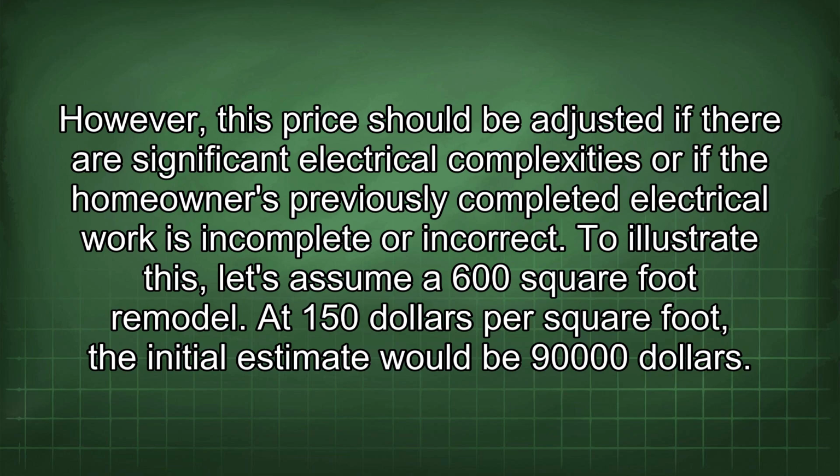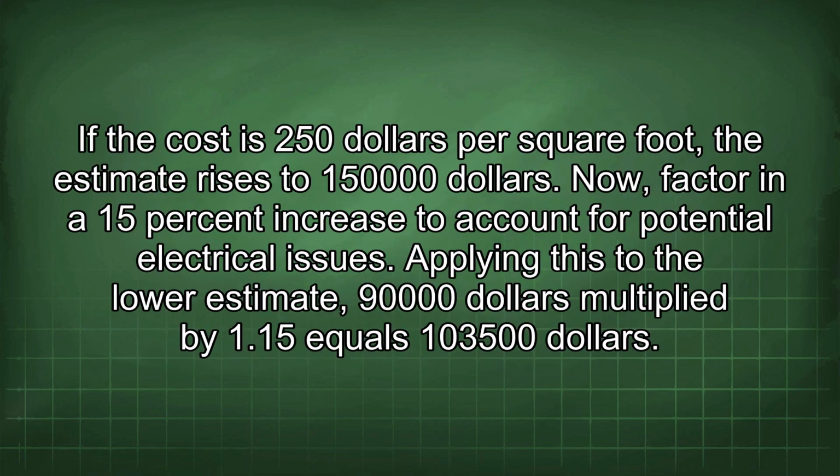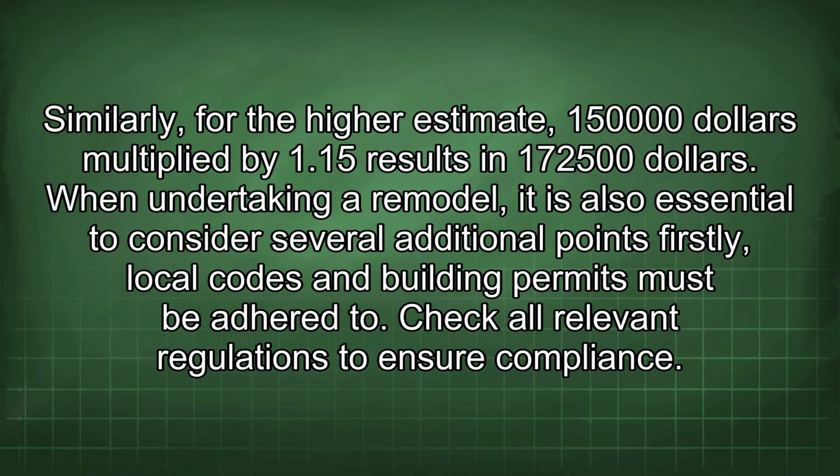At $150 per square foot, the initial estimate would be $90,000. If the cost is $250 per square foot, the estimate rises to $150,000. Now, factor in a 15% increase to account for potential electrical issues. Applying this to the lower estimate, $90,000 multiplied by 1.15 equals $103,500. Similarly, for the higher estimate, $150,000 multiplied by 1.15 results in $172,500.